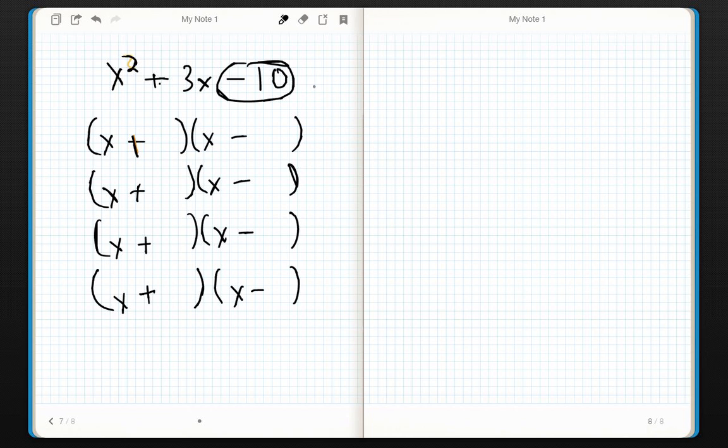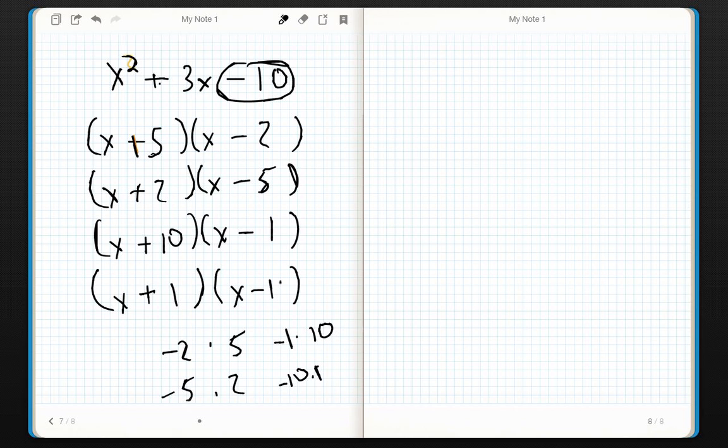So I could have negative 2 times positive 5 and negative 5 times a positive 2. I could have a negative 1 times a positive 10, or a negative 10 times a positive 1. Any of those situations are possible. There's no other pairs, I don't believe. So let's start with positive 5 and negative 2, and then 2 and negative 5, 10 and negative 1, and negative 10.